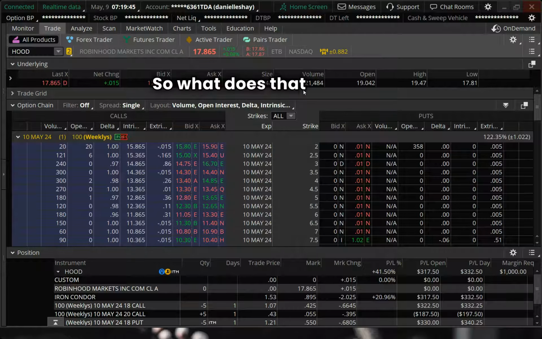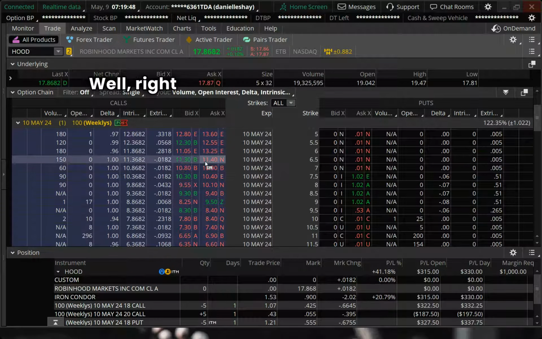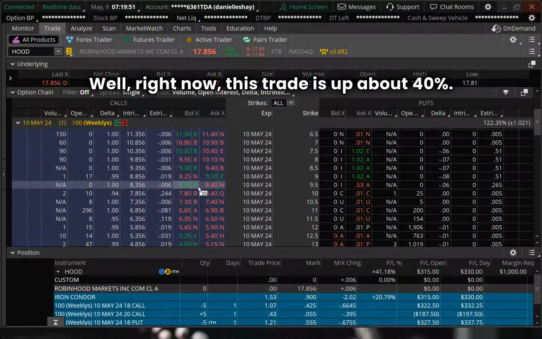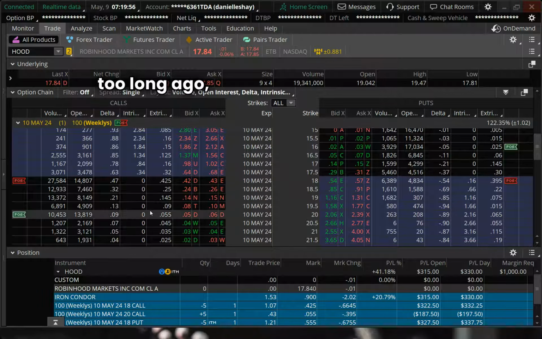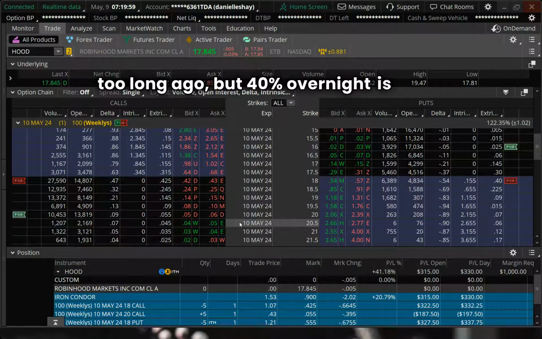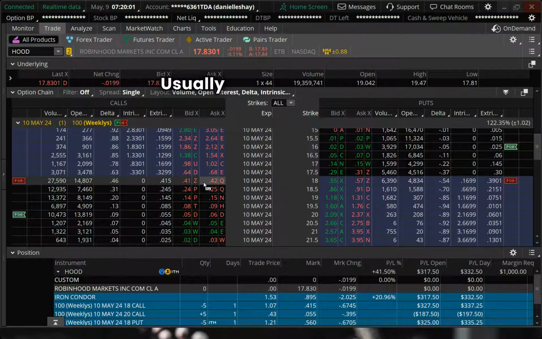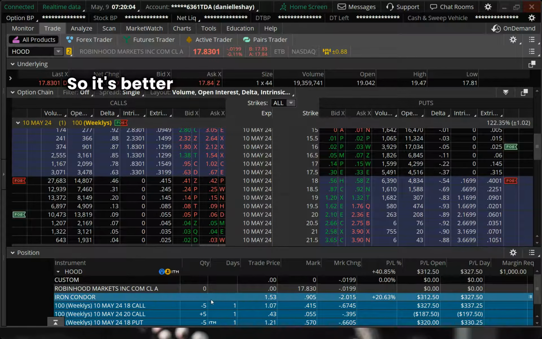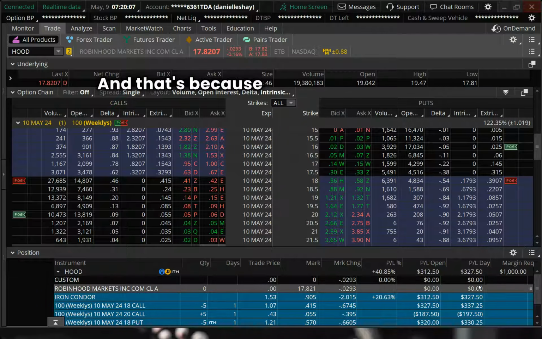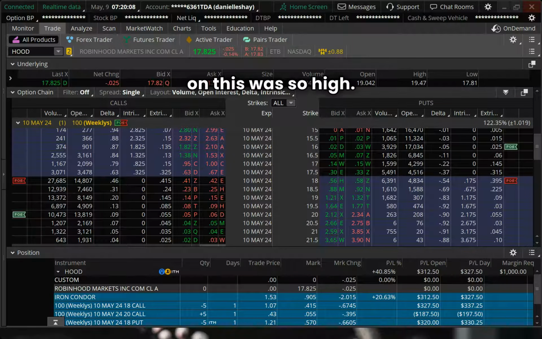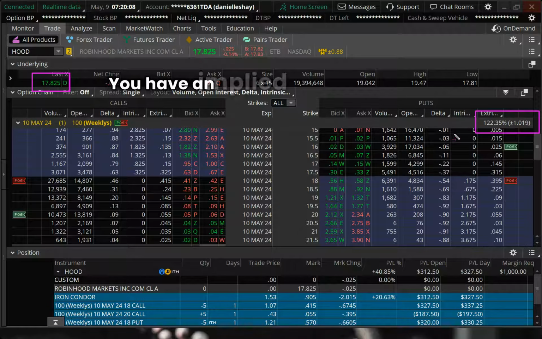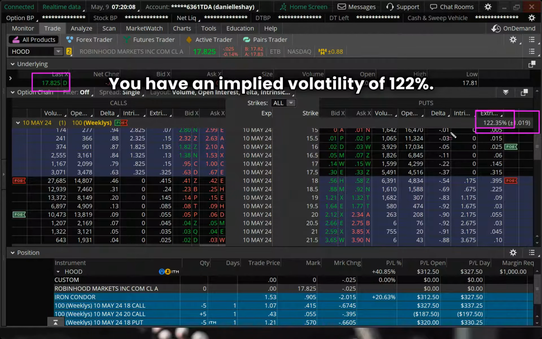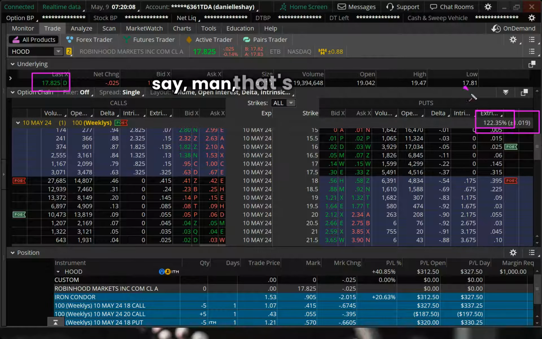So, what does that look like? Well, right now, this trade is up about 40%. It was up a little bit more just not too long ago. But 40% overnight is great. So I'll take it. I usually target about 30%, so it's better than what I would normally target. And that's because the implied volatility on this was so high. So looking at this right now, you're currently trading at $17.82. You have an implied volatility of 122%. You might look at that and say, man, that's really high.